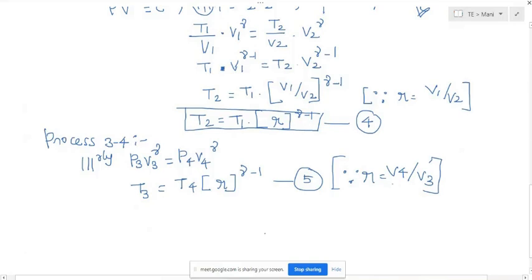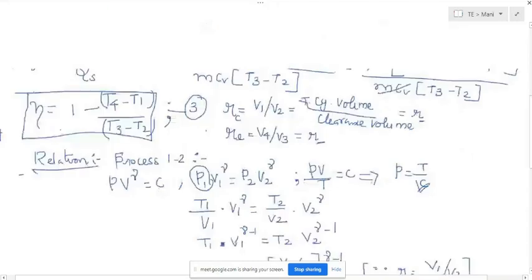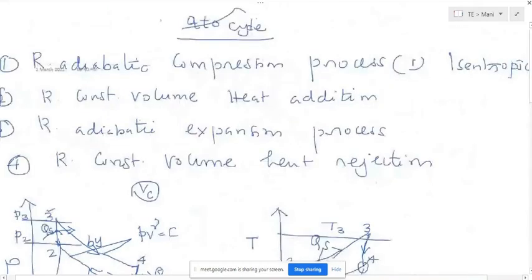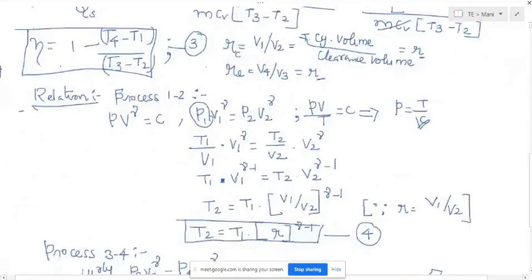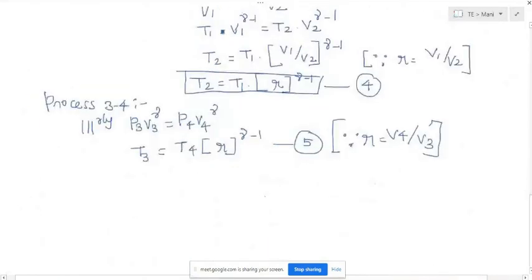Now you can substitute equations number 4 and 5 in equation number 3. In equation number 3, instead of T2 and T4, we can substitute equations 4 and 5. So let's see now.